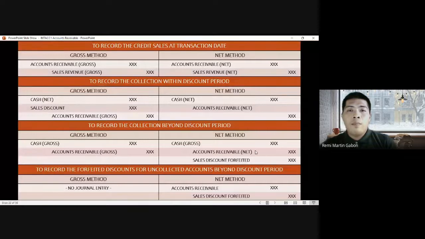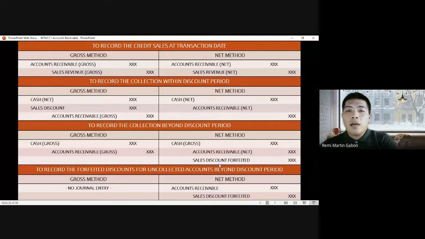So how do we balance the debits and credits? Our balancing figure is the sales discount forfeited account. Okay. So how do we differentiate the sales discount forfeited account from the sales discount here? It's under gross method. Okay? We cannot find sales discount forfeited account under gross method, and we cannot find sales discount account under net method. Take note of that. Okay?